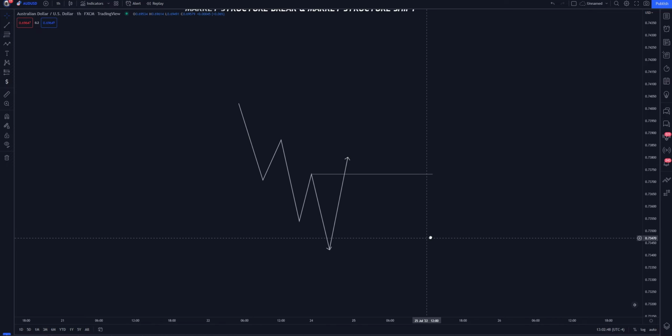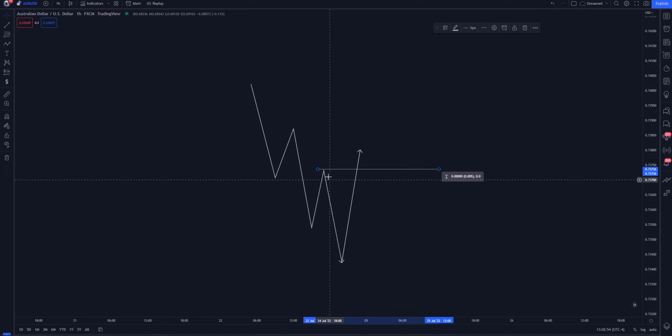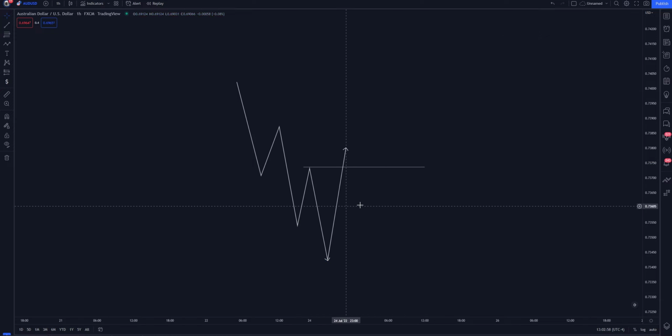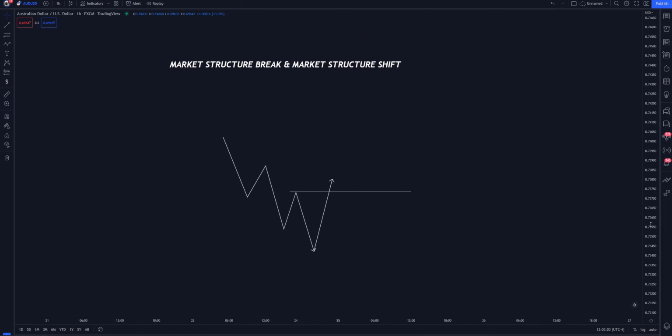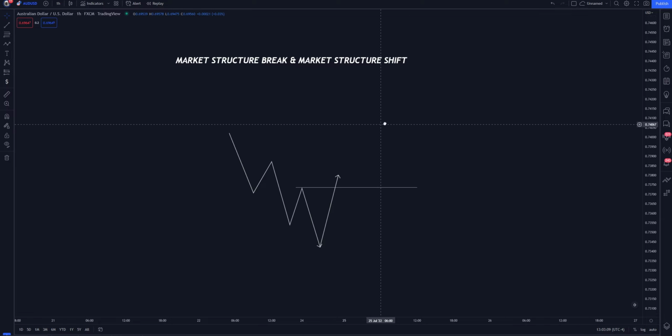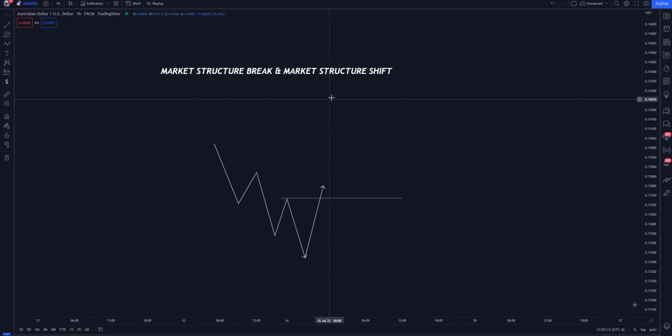As you can see, after the new lower low was made, we then wait for price to break the previous high, which would be this. Now this is considered to be a market structure shift for a bearish example. So I really hope that by now it is clear what market structure break is and what market structure shift is. Very simple.